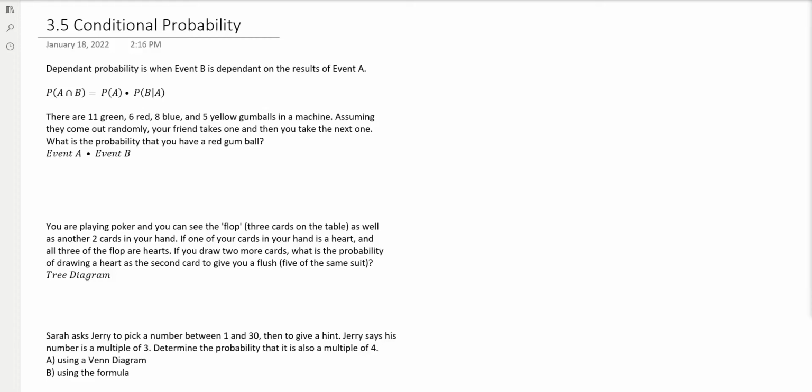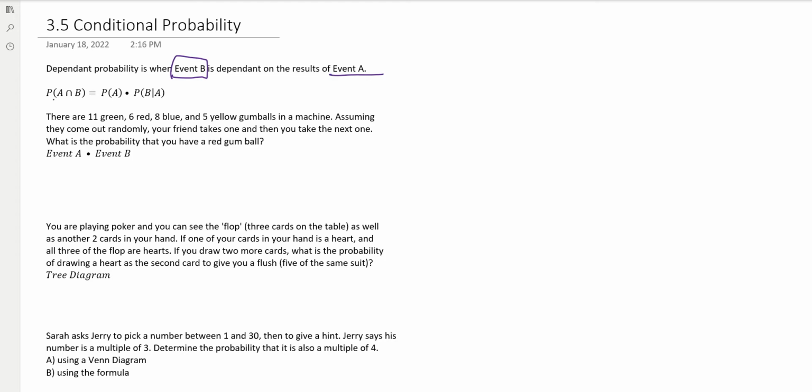Hello and welcome to my video, lesson 3.5, conditional probability. Conditional probability means that it matters what happens for event A because that affects event B. Dependent probability is when event B is dependent on the results of event A, like I just said.